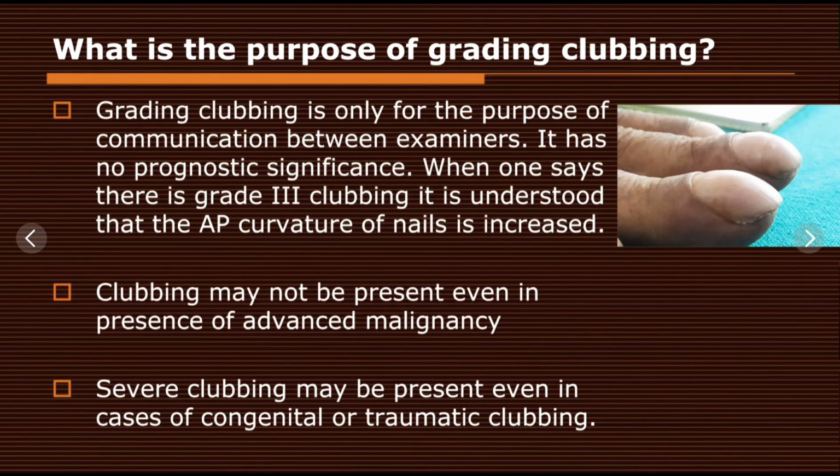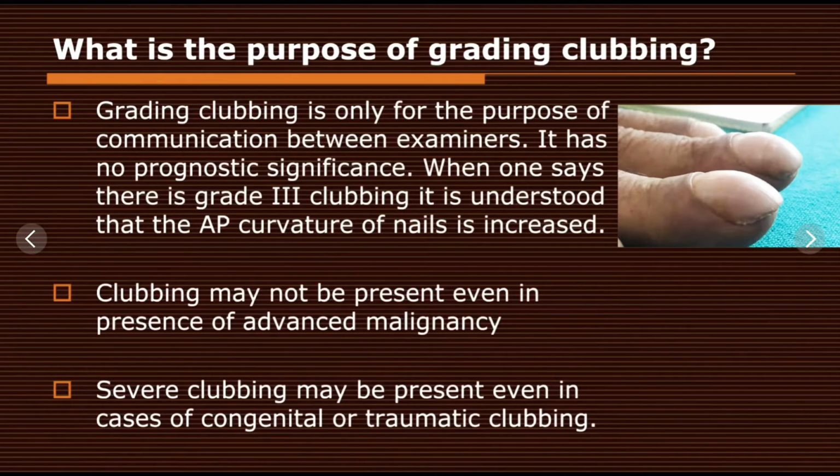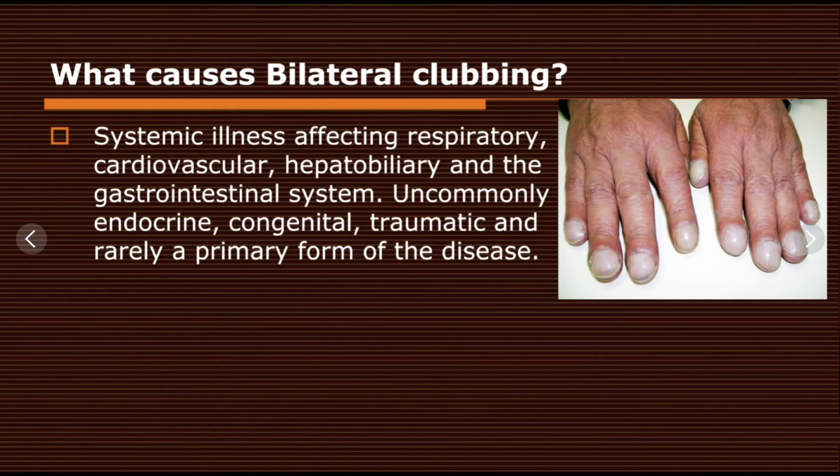What is the purpose of grading the clubbing? Grading clubbing is only for the purpose of communication between examiners. It has no prognostic significance. When one says there is grade 3 clubbing, it is understood that the AP curvature of nails is increased. Clubbing may not be present even in the presence of advanced malignancy, and severe clubbing may be present even in cases of congenital or traumatic clubbing only.